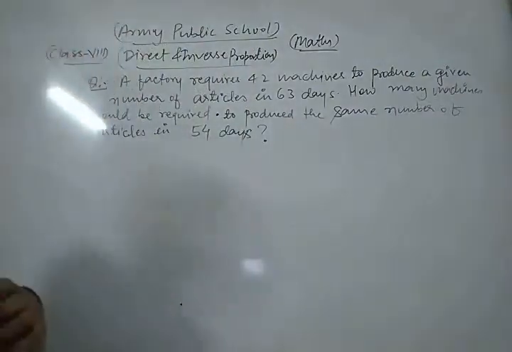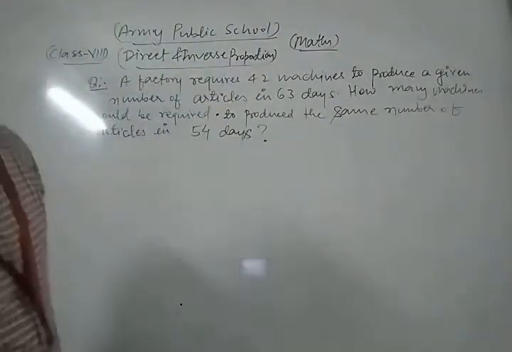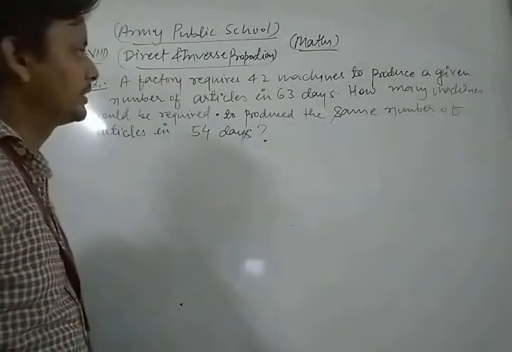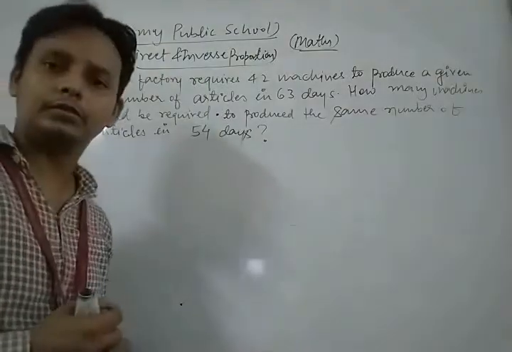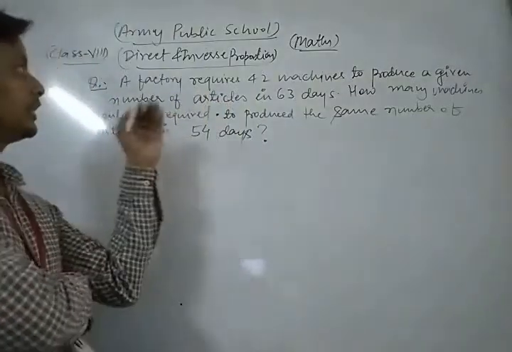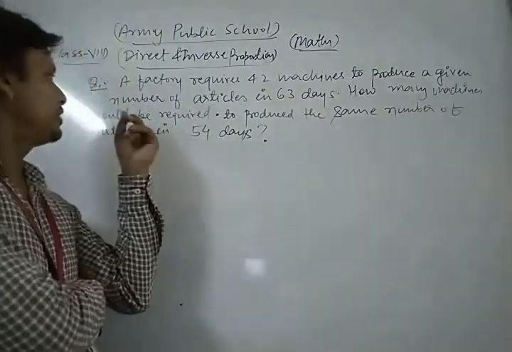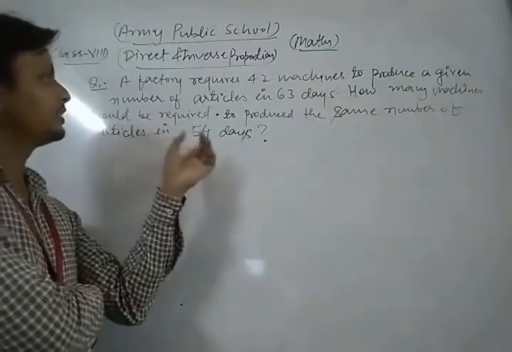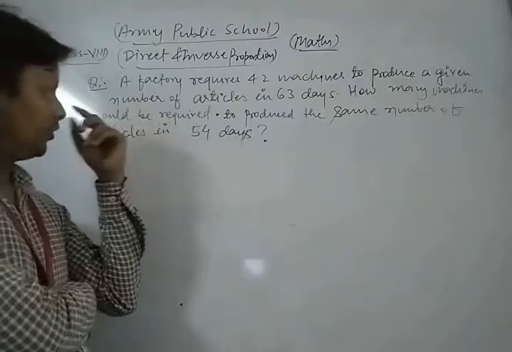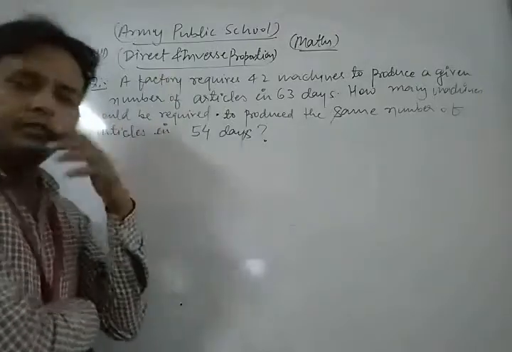Look, the question is, dear students, a factory requires 42 machines to produce a given number of articles in 63 days. If there are 42 machines and they produce a given number of articles in 63 days, how many machines would be required to produce the same number of articles in 54 days?